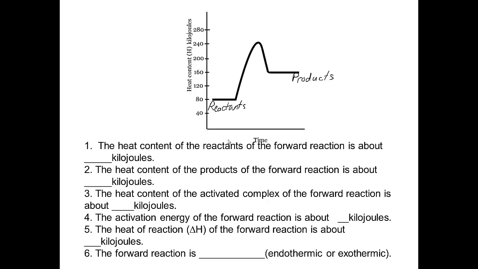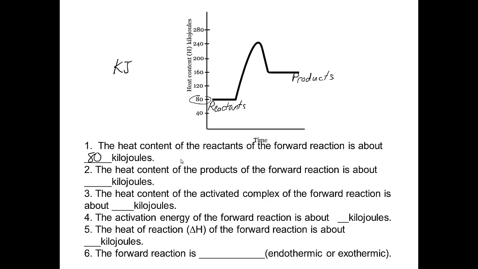The heat content of the reactants in the forward reaction. Where are the reactants is what this is asking. And it's right here. Your answer, 80 kilojoules. Okay, don't forget to label. I've been nice and labeled these for you. If I don't have a label, look at your graph. What do I label it? I label it kilojoules. You could abbreviate that, kJ.